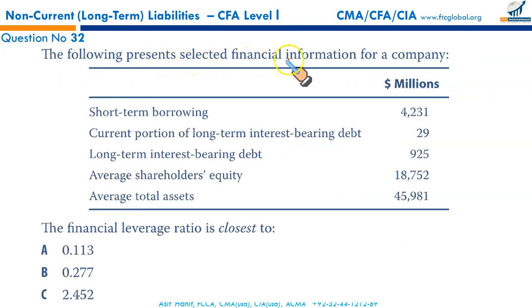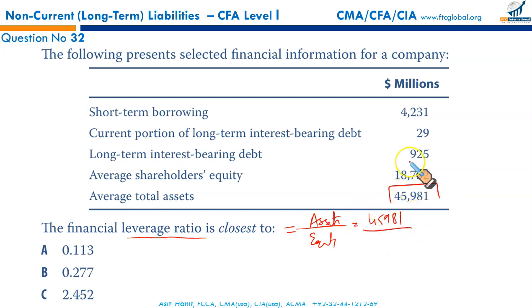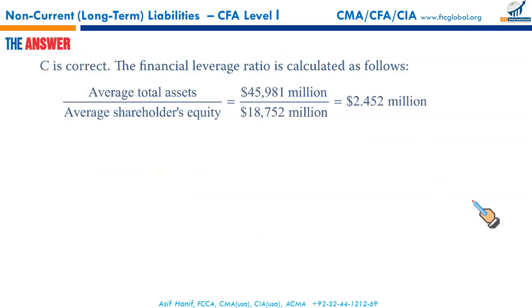The following presents selected financial information for the company. The financial leverage ratio. Financial leverage ratio is the average total assets upon average shareholders' equity. And we have been given the numbers. Average assets are given as 45,981 million upon average shareholders' equity given as 18,752, and their simplification should give you 2.452. Straightforward. C is the right answer.